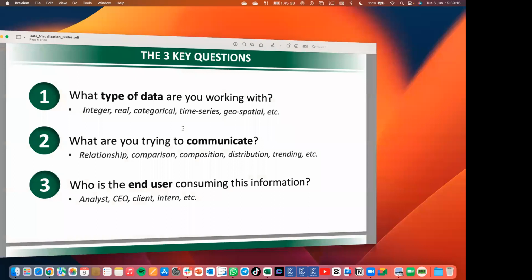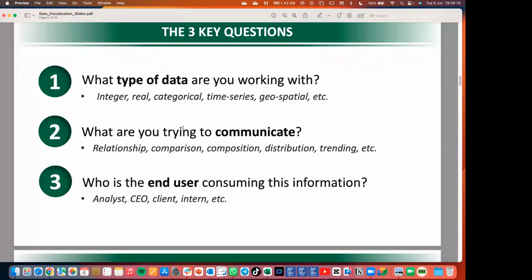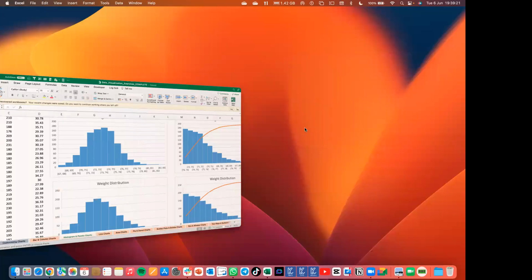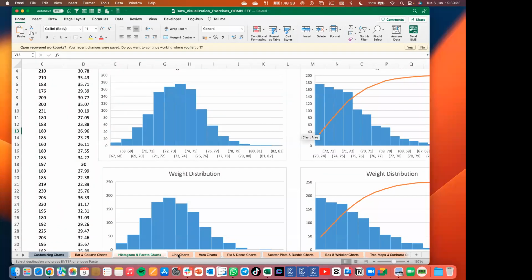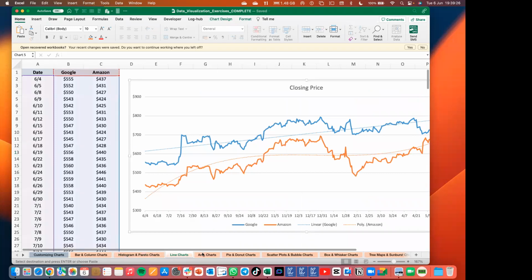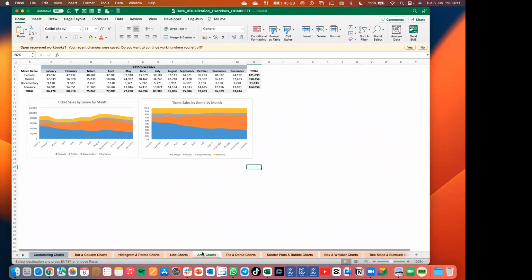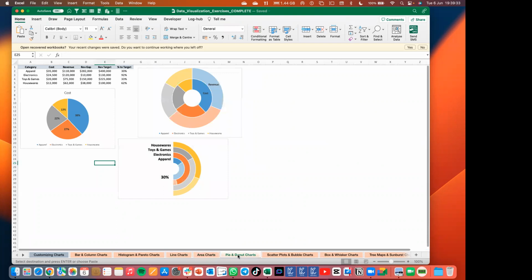Then that's what I'm telling you. What are you trying to communicate? I'm not going to bring a Pareto or a histogram and put it on a line chart. It will never make sense. Or put it on an area chart. It will never make sense. Or bring it on the pie charts. It will never make sense.